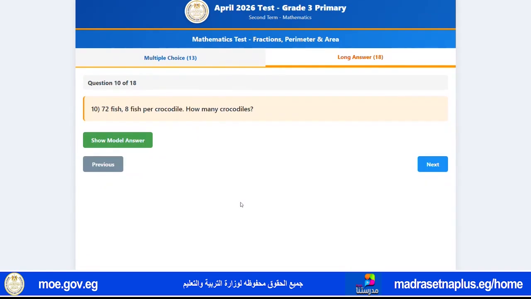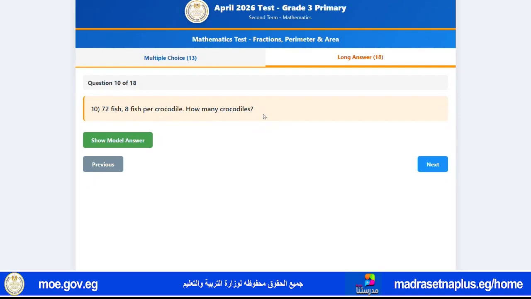Next one, we have 72 fish, 8 fish per crocodile. Yes, it is simple. That means 72 divided by 8. How many crocodiles? It's simple to get it. 72 divided by 8.